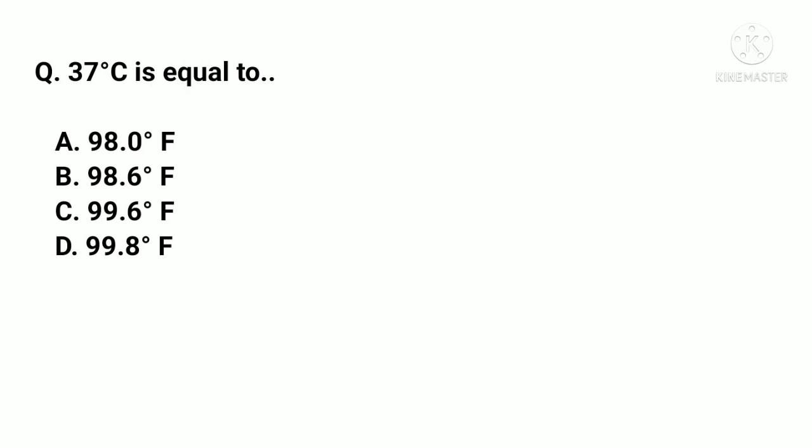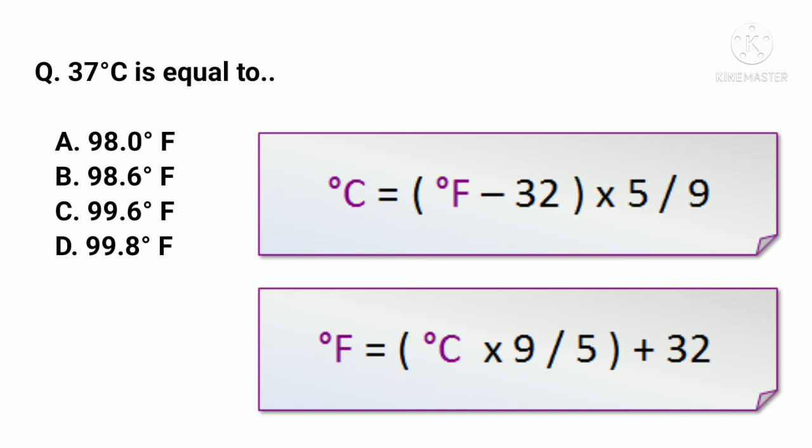37 degree Celsius is equal to A. 98 degree Fahrenheit, B. 98.6 degree Fahrenheit, C. 99.6 degree Fahrenheit, D. 99.8 degree Fahrenheit. And the correct answer is B. 98.6 degree Fahrenheit.